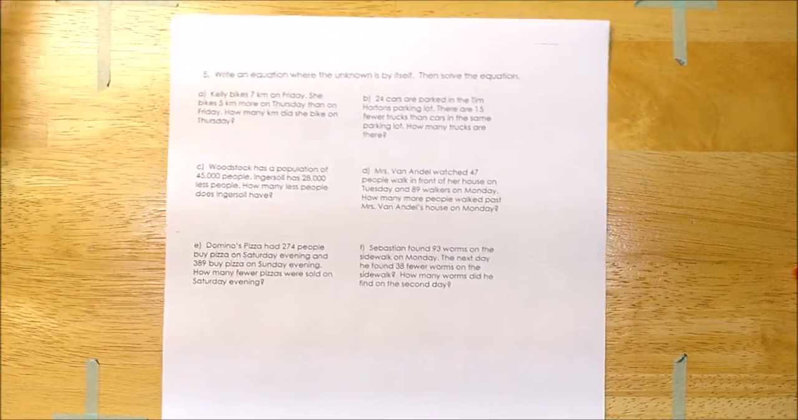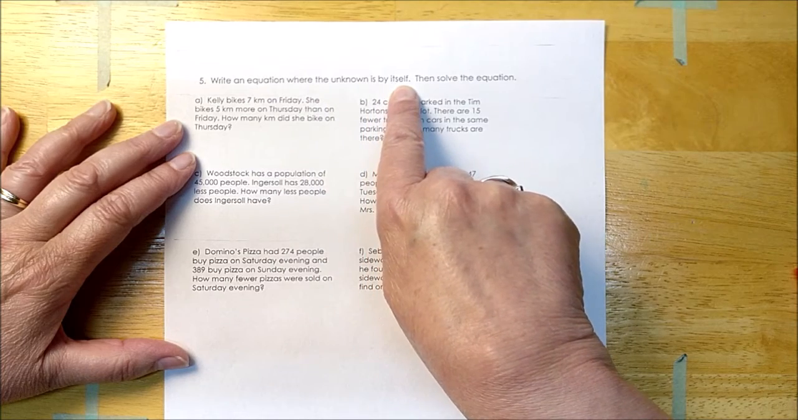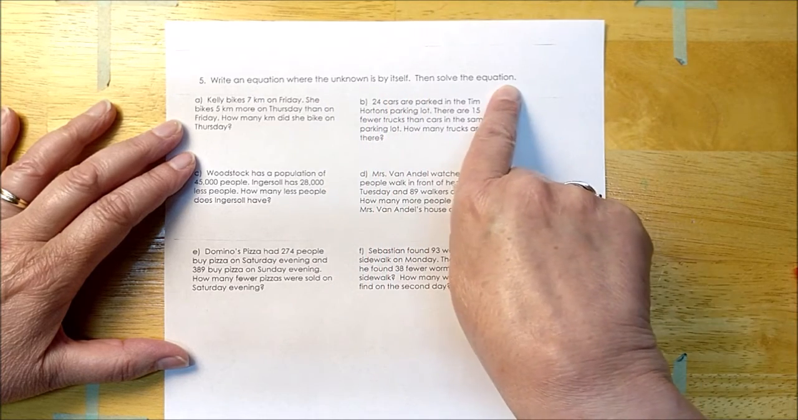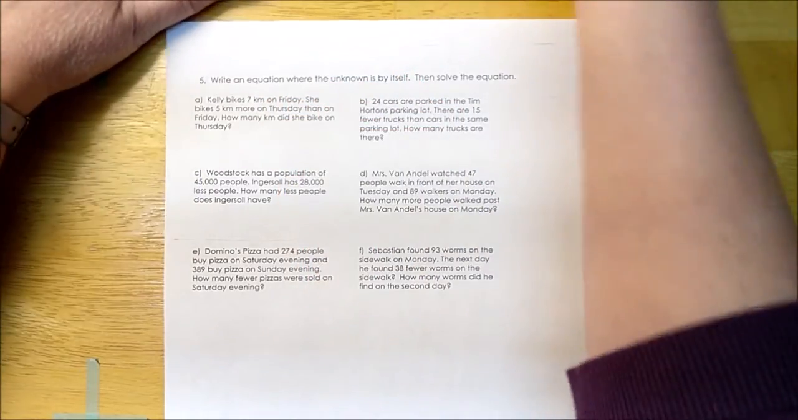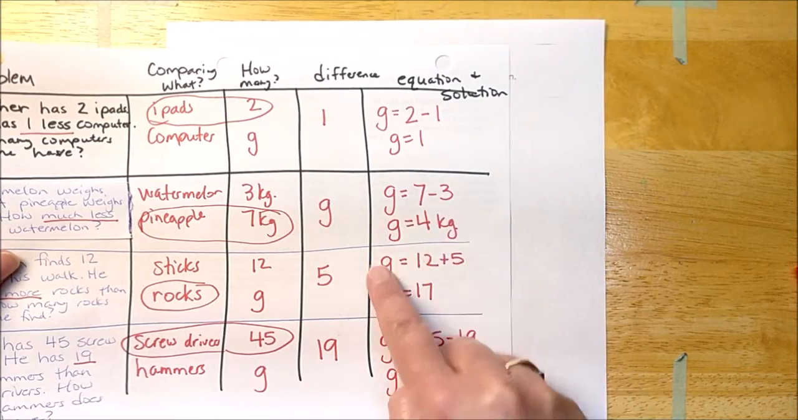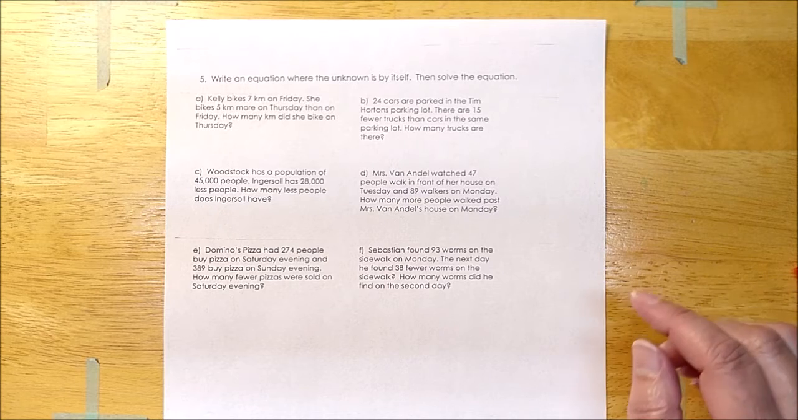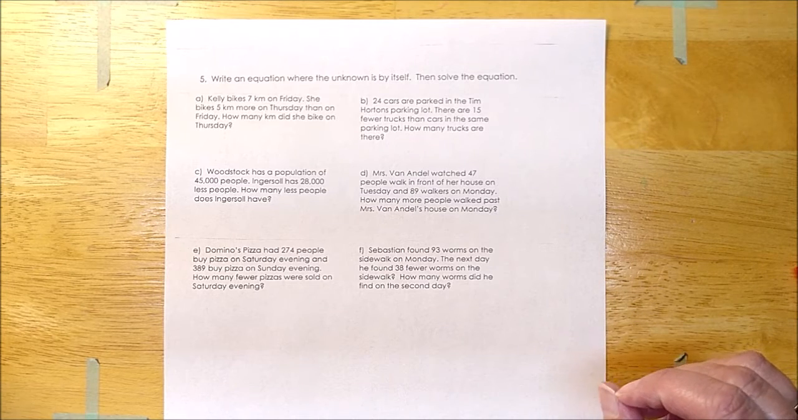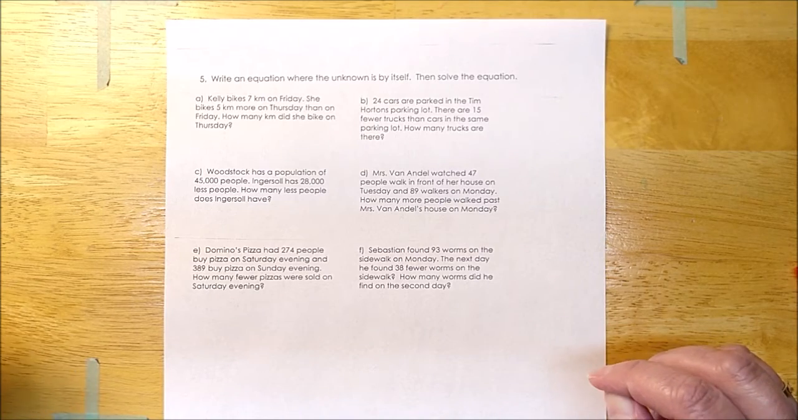And then for the last questions, you're going to write an equation where the unknown is by itself. Then you're going to solve the equation. So whatever you're writing, you have to write it so that it has the unknown on one side and the other two numbers on the other side. Okay, so that was a little bit of a tricky thing for some of you yesterday, but I think you can do that. Just remember that the letter has to be on the side all by itself.